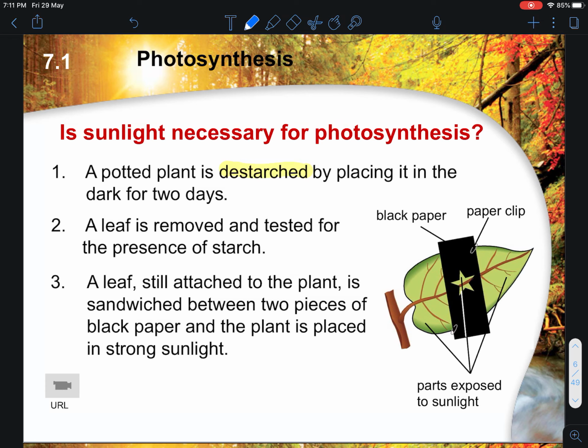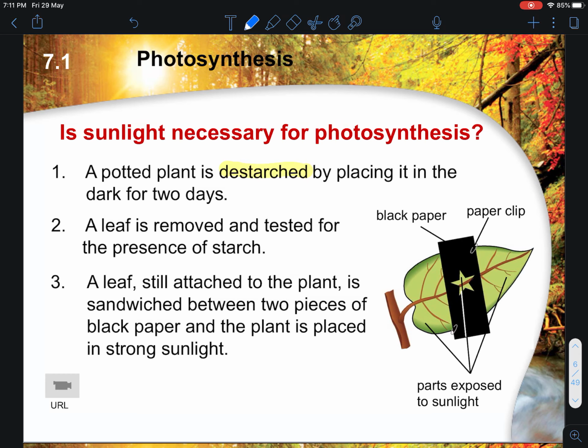Number one is, for any experiment, the first step is to destarch the plant. What is destarching the plant? Destarching the plant is basically stopping the plant from undergoing further photosynthesis, which would lead to the accumulation or increase in carbohydrates, mainly glucose and starch, in the plant.